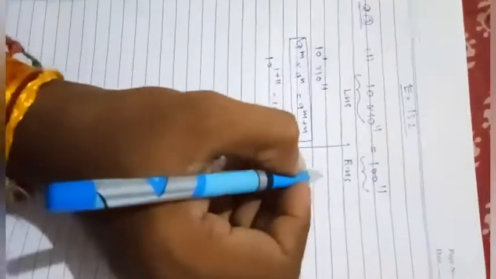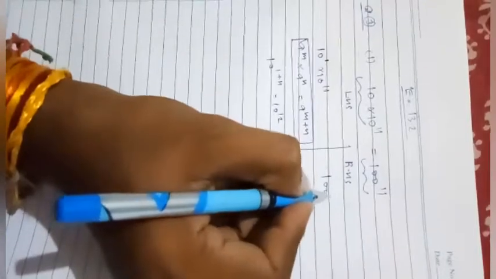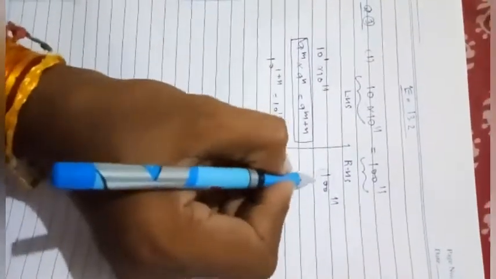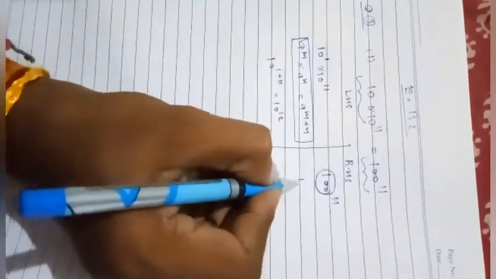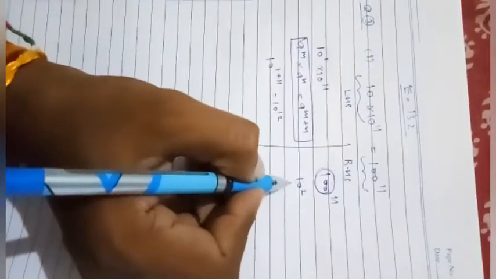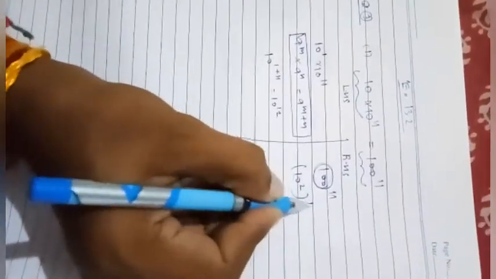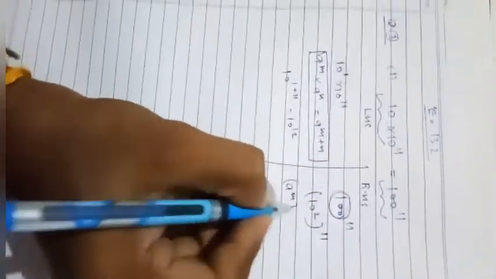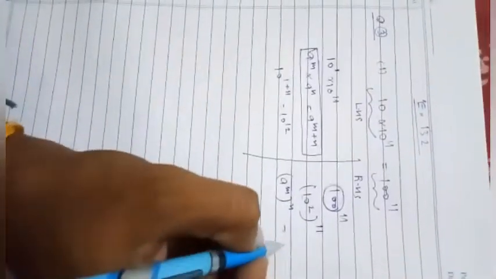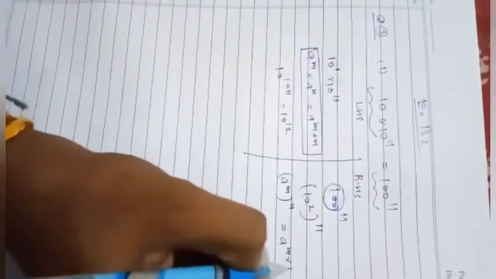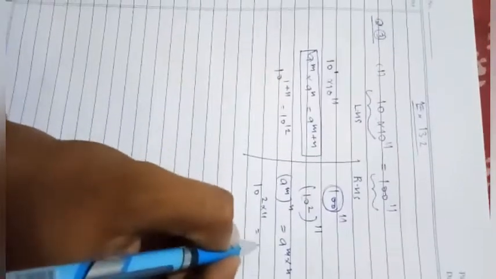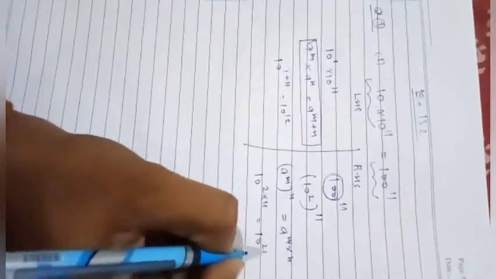Now solve the RHS. RHS is given 100 raised to 11. Now in place of 100 can you write 10 raised to 2? In place of 100 I have written 10 raised to 2. Now 11 was already given, so you have to write 11. So you have to apply this law, a raised to m raised to n, the multiple power law. This would be a raised to m into n. So 10 raised to 2 into 11. 2 into 11 means 22, so 10 raised to 22.